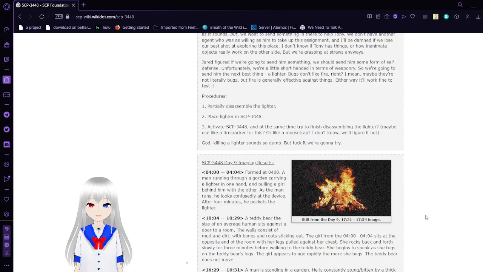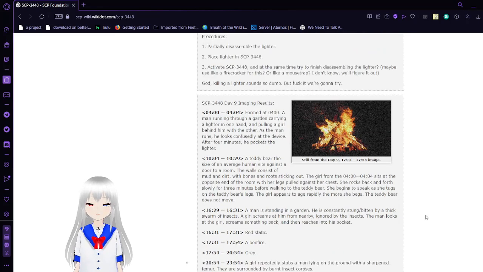I'm trying to finish assembling the lighter. Maybe use a firecracker for this, or like a mousetrap. I don't know. We'll figure it out. God, killing a lighter sounds so dumb, but frick it, if we're going to try.